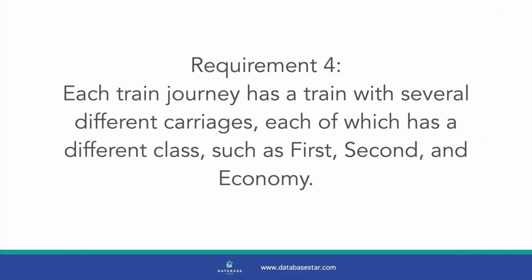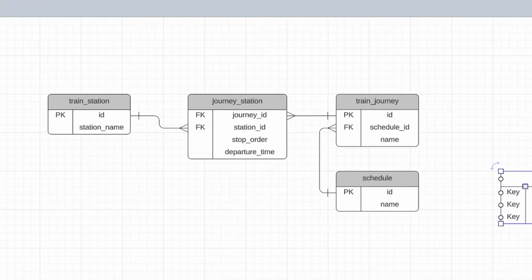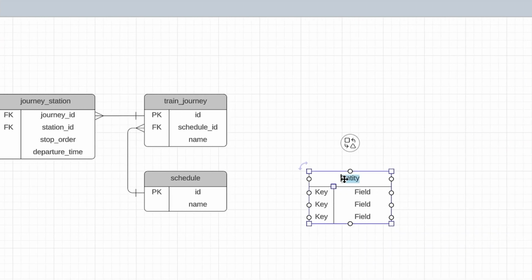Requirement 4 says each train journey has a train with several carriages. These carriages can have different classes such as first, second, or economy. So we've got a concept of classes such as first, second, and economy. Let's create a table for these called carriage class. We'll give it an ID and a class name to store the values such as first or economy.